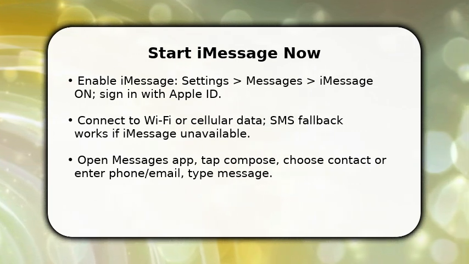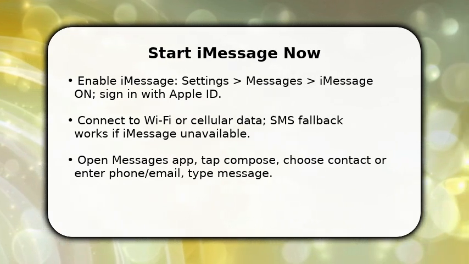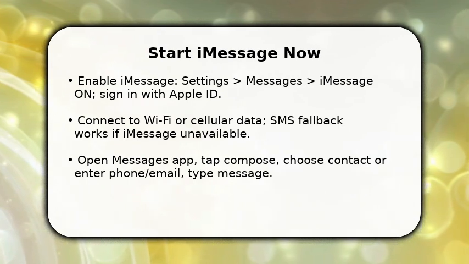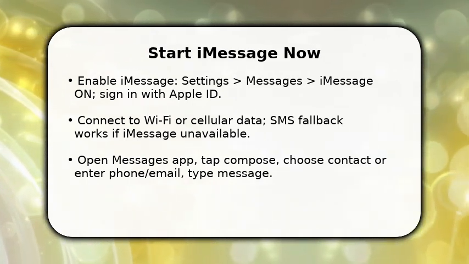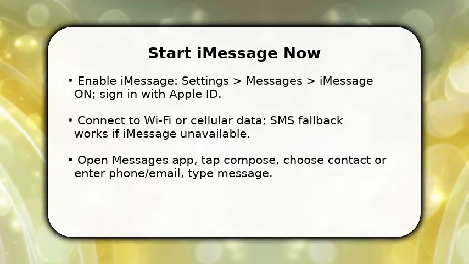Blue bubbles mean iMessage, green means SMS. Type your message, attach a photo, or tap the app drawer for GIFs and stickers, then press Send. This immediate flow gets you messaging fast, while ensuring messages use Apple's encrypted service when available.